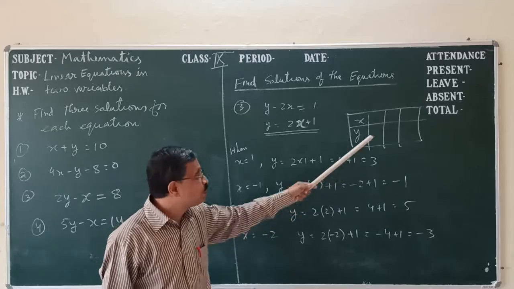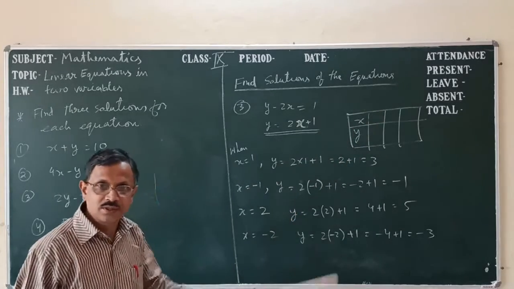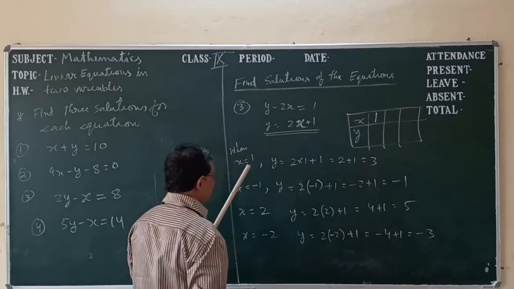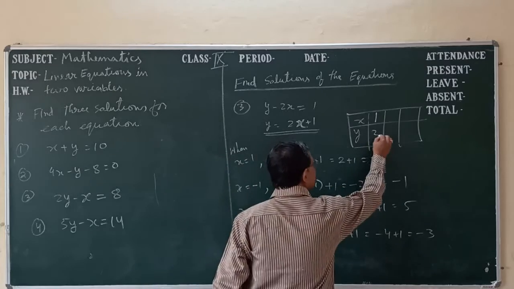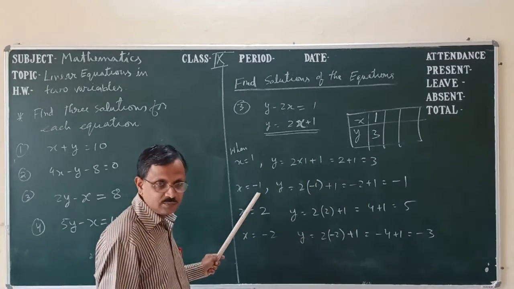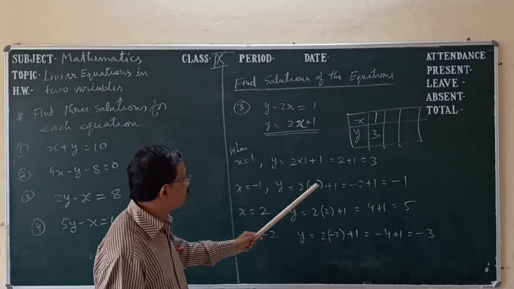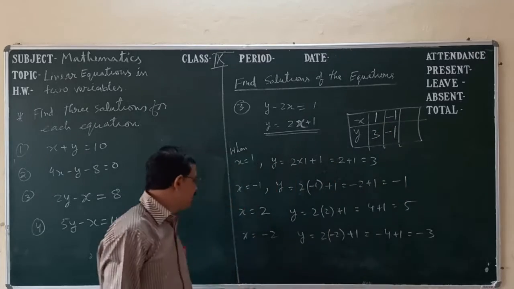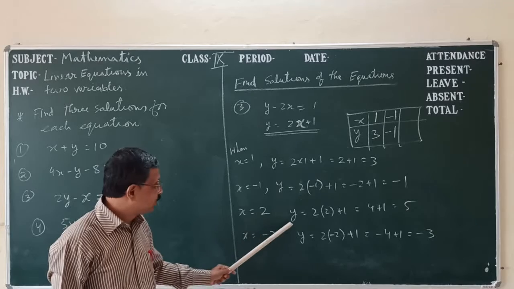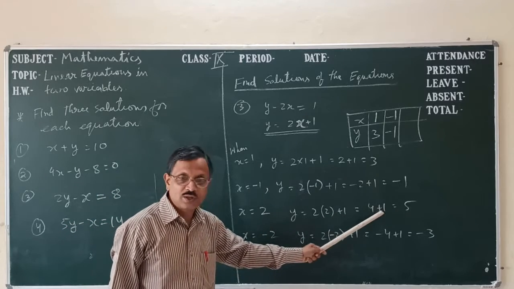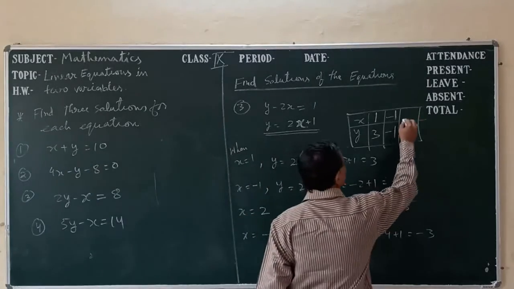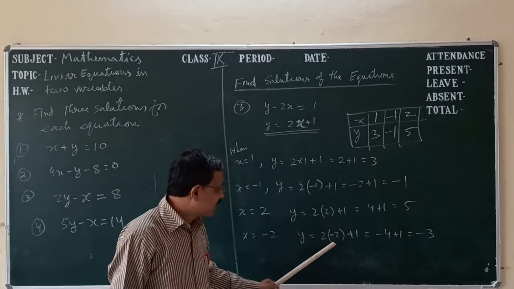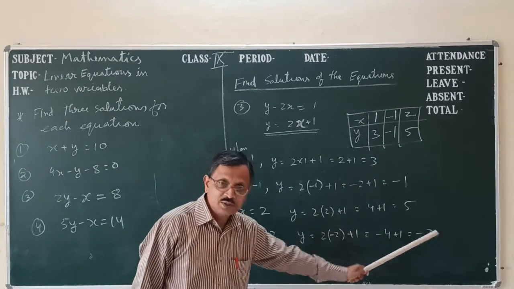As we find the values, we also write them in a table format. This is the solution table format, where if x is equal to 1, then y is equal to 3. If x is equal to minus 1, y is also minus 1. If x is equal to 2, then y is equal to 2 into 2 plus 1, that is 4 plus 1, that is 5. If x is equal to minus 2, then minus 4 plus 1, that is minus 3.